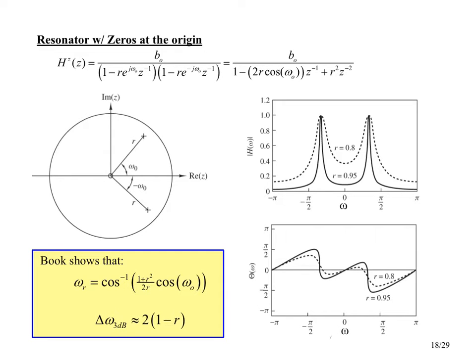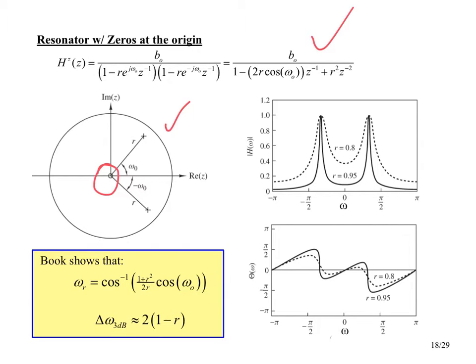So looking at the case with the zeros at the origin, we can start with this transfer function that we saw on the previous page. We have a nice pole zero diagram here showing the poles at radius r and at angles of omega 0 and negative omega 0, with two zeros at the origin. A little hard to tell that there's two there, but there are.